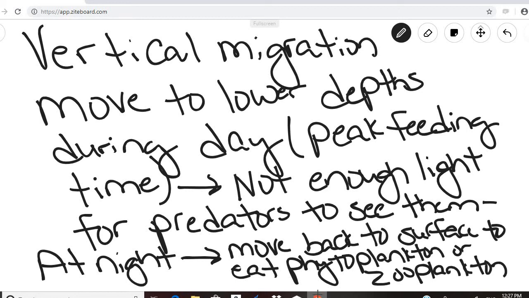Okay, so that's what's called vertical migration. Their way of escaping from predators is to move somewhere else during the peak feeding time of the predators, which is during the day, and then at night they themselves would move back up closer to the surface so that they can feed.